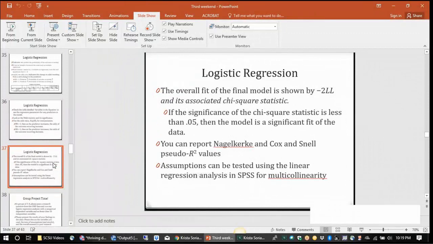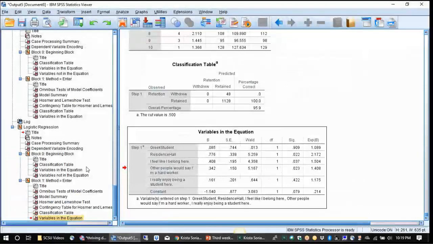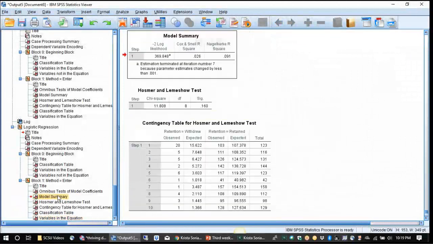One other thing I'd like to mention is that you can also report the Nagelkerke and Cox and Snell pseudo R-squared values, and if you scroll up just a little bit under Model Summary, here they are. And that's a pseudo R-squared. They're not like a true R-squared, but they're pseudo R-squared. So that tells us approximately how much variance we can predict in our dependent variable based on the variables that we have in the model.